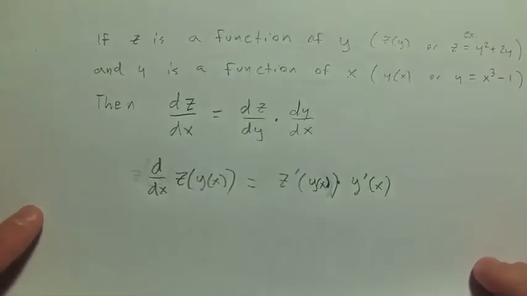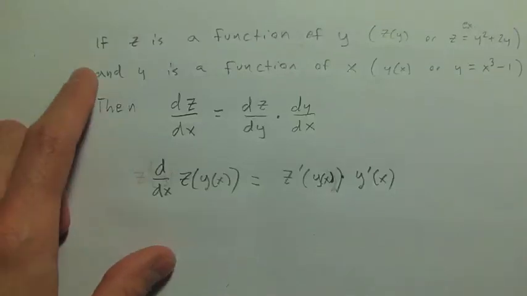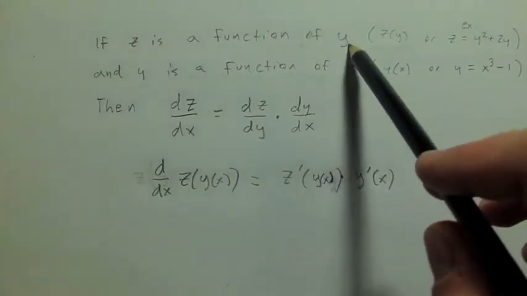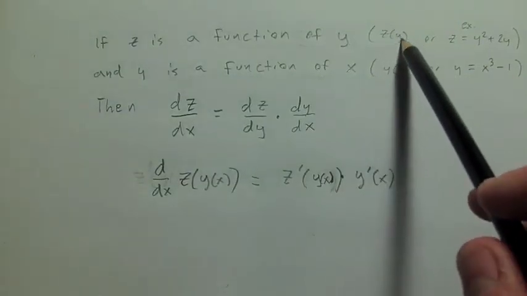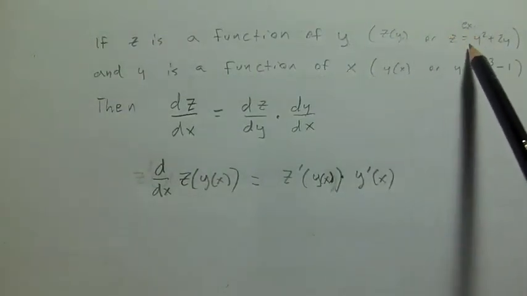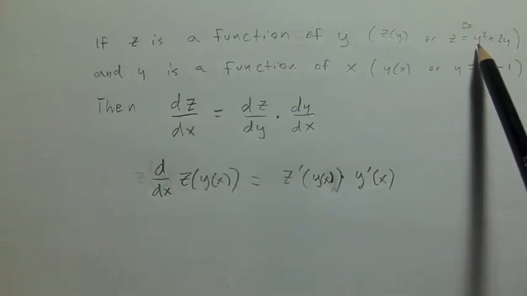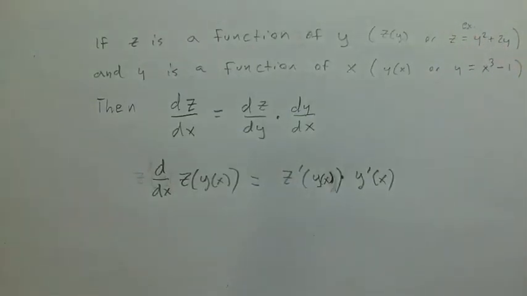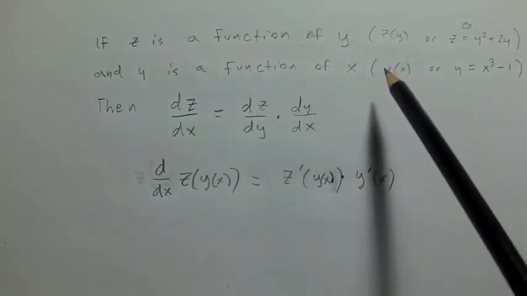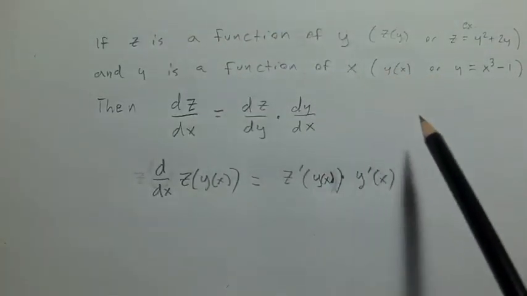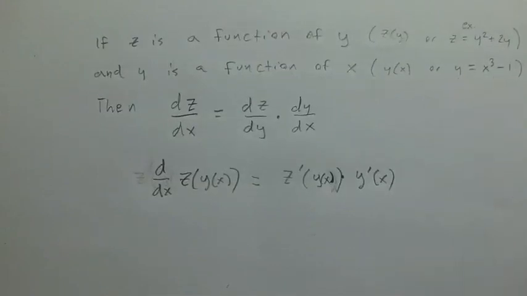Okay, so here's what the chain rule basically says. All right, if z is a function of y, so let's say z is an expression of y. In other words, it's z of y. Or say z, as an example, say z is equal to y squared plus 2y. Right, that would make it a function of y. And if y, on the other hand, is a function of x, right? So y of x. We could write y as y of x, or y is equal to x cubed minus 1.